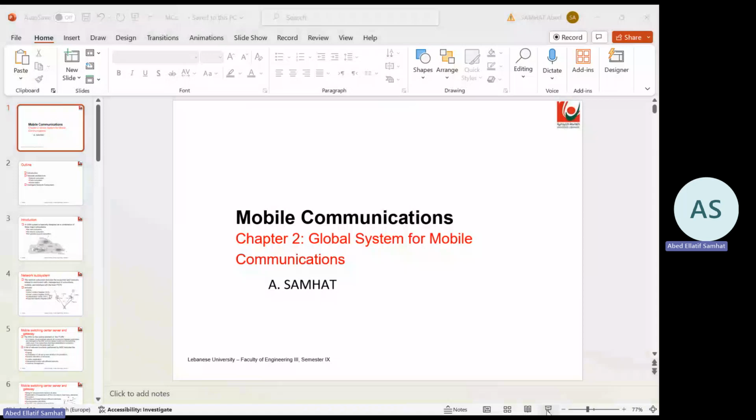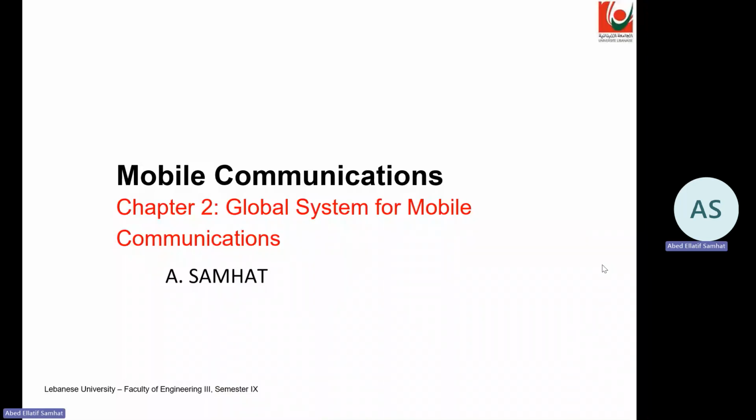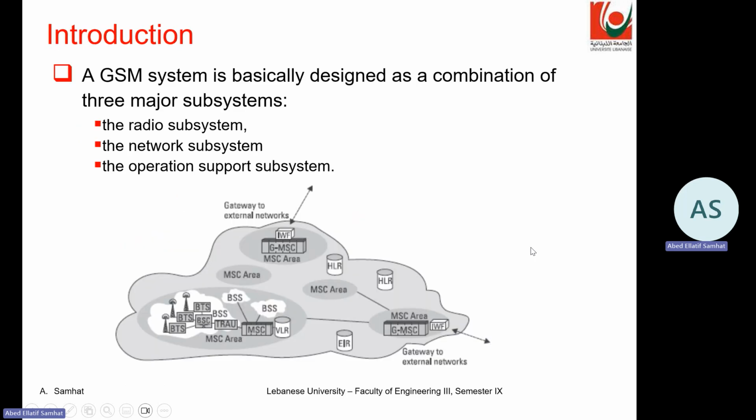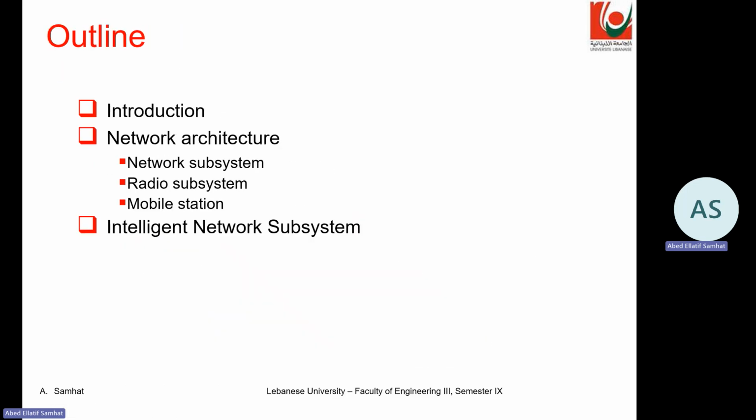So let's start with chapter 2. In this chapter, we will investigate together the cellular system, the Global System for Mobile Communication, which is the GSM system. And the outline will be this. We will start with a simple introduction. Then we will see together the network architecture, and we will investigate the network subsystem, the radio subsystem, and the mobile station. And after that, we will see what the intelligent network subsystem added to this GSM system is.